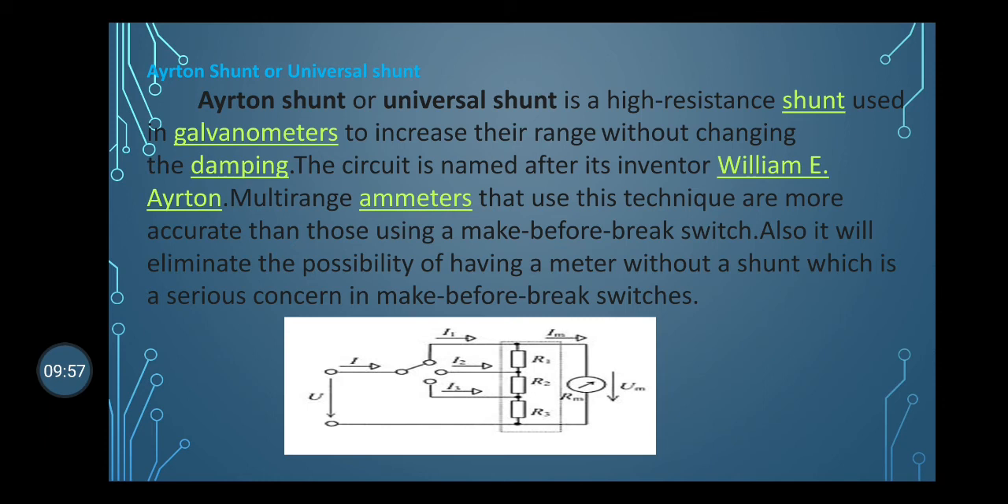In the universal shunt type, the galvanometer range is increased. The high resistances are connected across the meter. The range can be increased without changing the damping. By using this technique, more accurate readings can be obtained than with the make before break type switch. Also, this technique eliminates damage to the meter while operating without a shunt, which is the main concern about this meter.